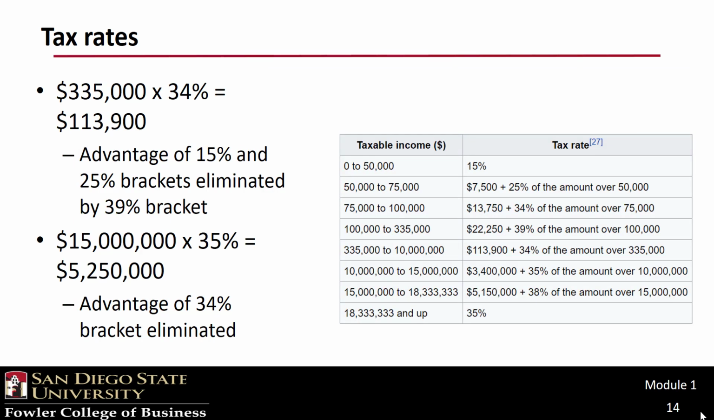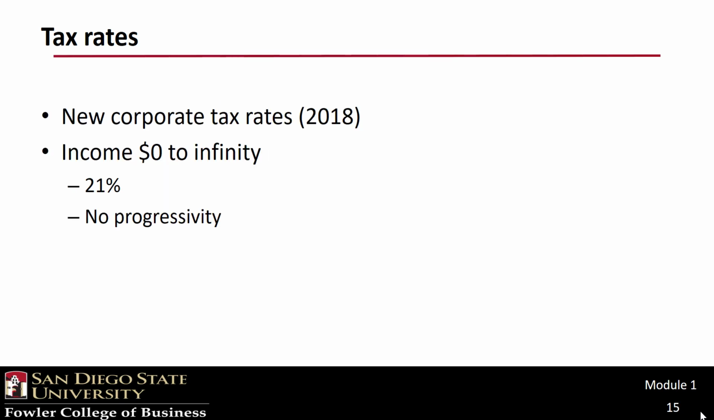Okay, that was a great lesson in productivity. But guess what? It's all gone. The new corporate tax rate structure is a flat 21% for all corporations, big or small.